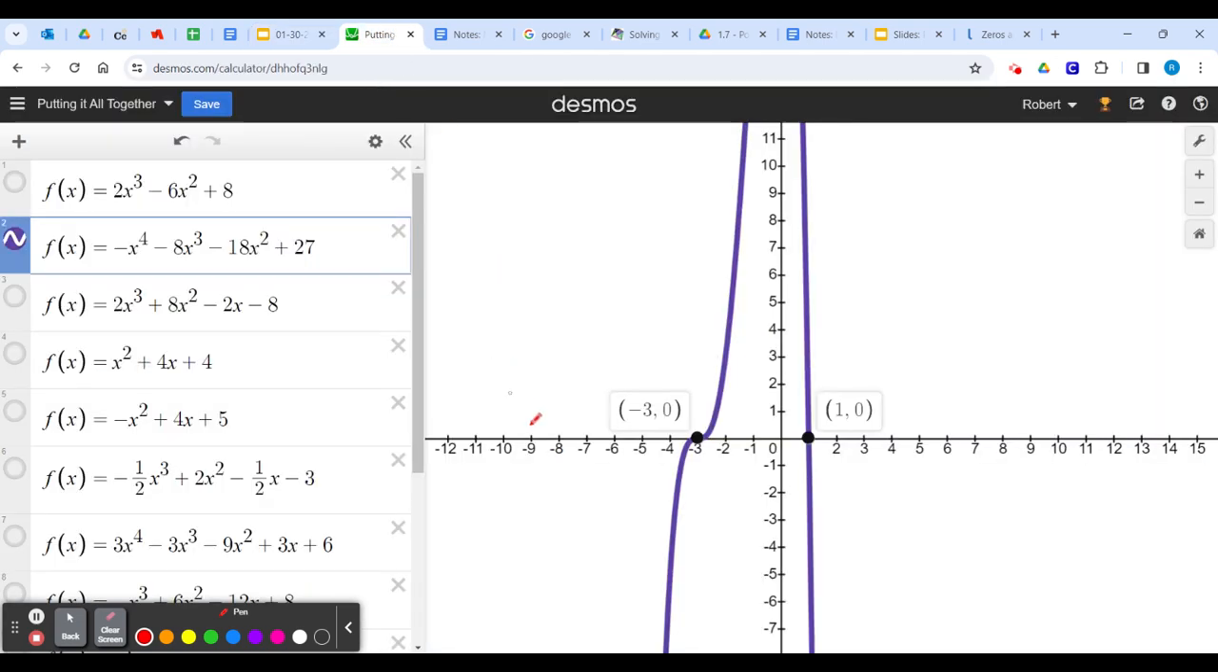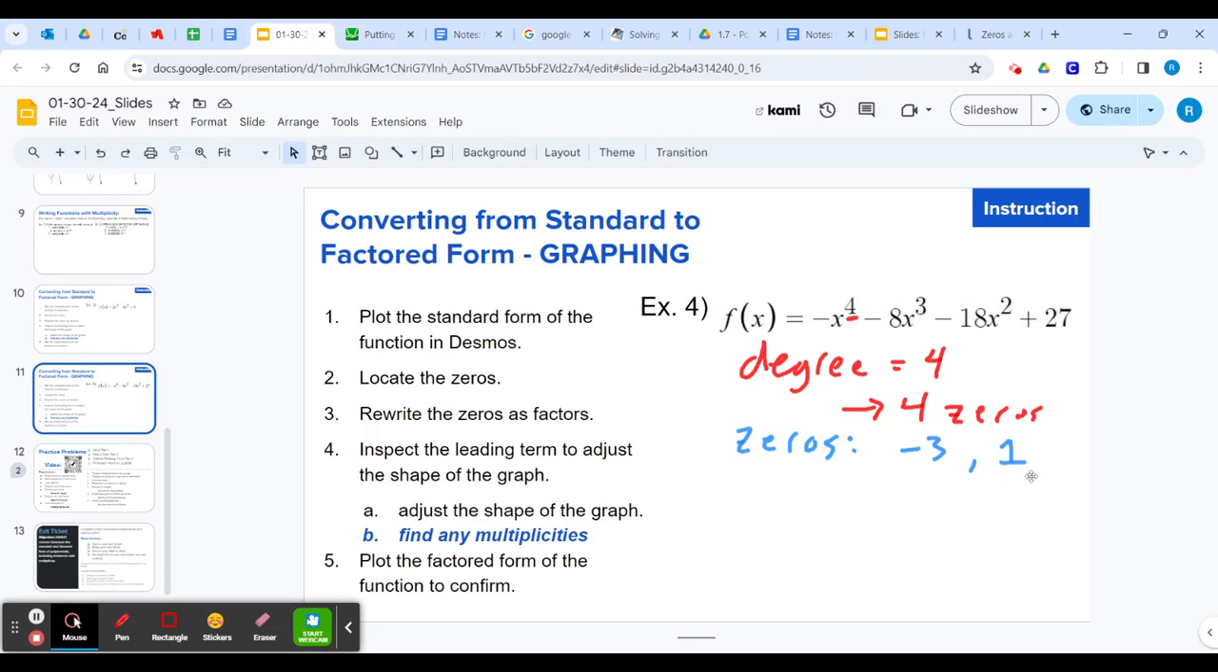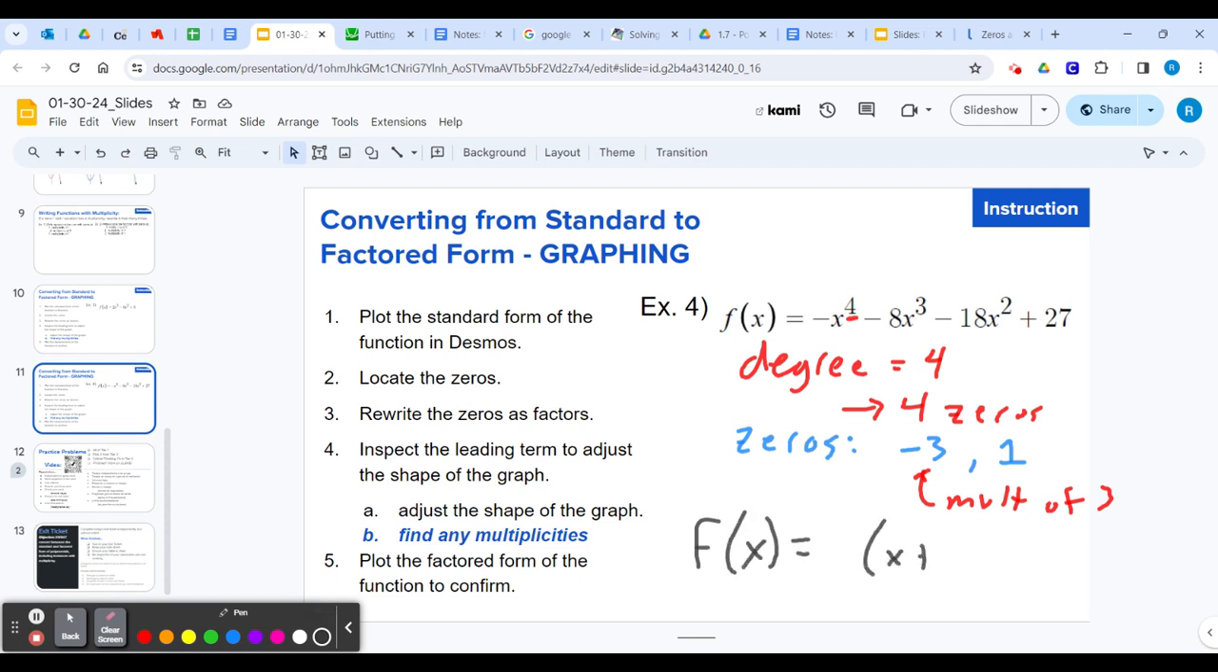But again, if we look at that graph, this -3 crosses, but it kind of flattens out first. So this is going to give us a multiplicity, and we know it's got to be an odd multiplicity because it flattens out. And we know if the 1 only shows up once, then this has to show up 3 times, multiplicity of 3. So if I write my equation, f of x equals, we'd have x plus 3 if it shows up 3 times. We go to the third power, and x minus 1.